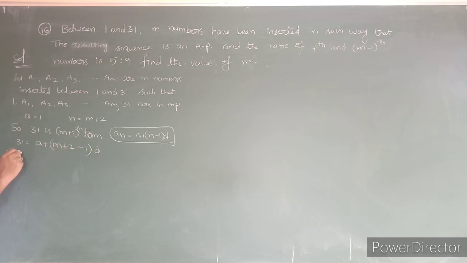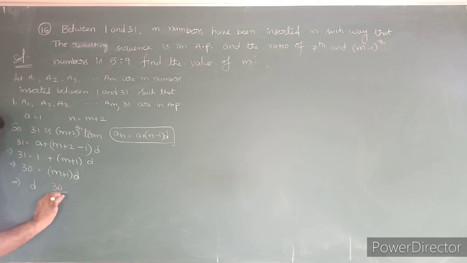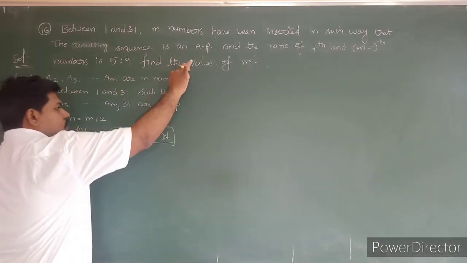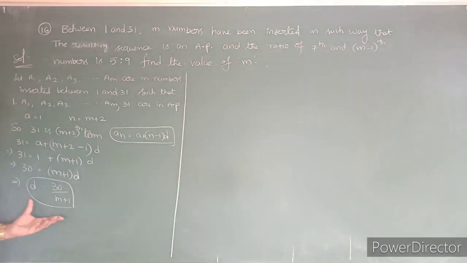So that implies 31 is equal to, what is the a value? a value is 1. You can replace the value here, plus (m plus 1) into d. Take this 1 to this side, it will become 30. So that is equal to (m plus 1) into d. So that implies d is equal to 30 by (m plus 1). d is equal to 30 by (m plus 1).